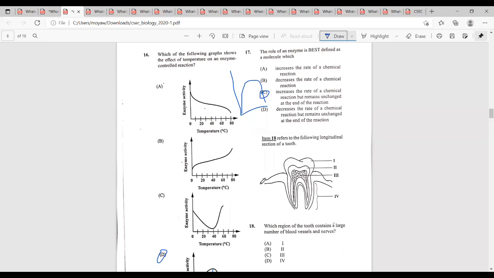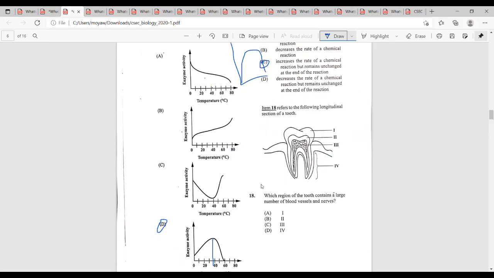Question 18. Which of items 18 refers to the following longitudinal section of a tooth? And then the question, which region of the tooth contains a large number of blood vessels and nerves? So the region is 3, which is C.